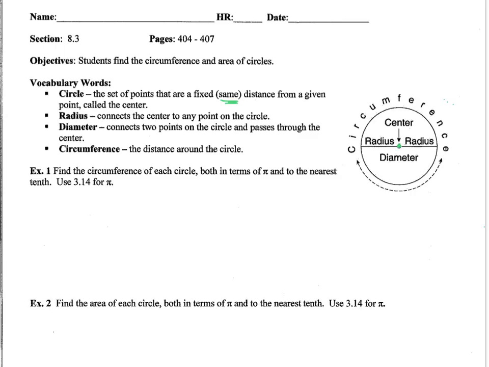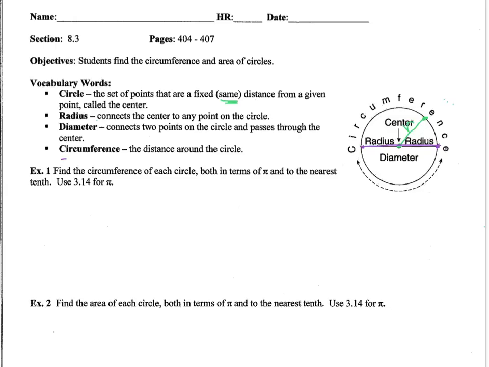Starting at the center, it doesn't matter where I reach out to go to the side, all of those distances are going to be the same, and that is our radius. So from center to outside is our radius. Our diameter has to go through that center, and it touches both outsides of the circle. So diameter goes from side to side, but has to go through that center. That's why radius is half of the diameter.